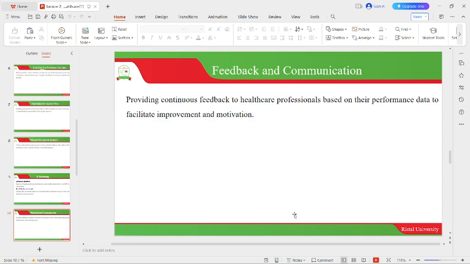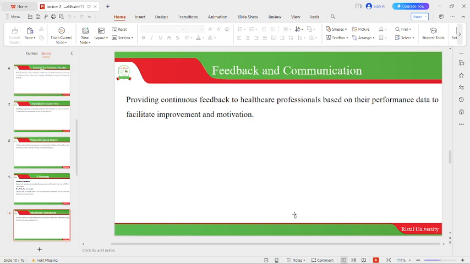The next one is feedback and communication, still under monitoring. So you need to provide continuous feedback to healthcare professionals based on their performance data, for improvement and motivation. So after analyzing the performance of the healthcare professionals, give them the feedback. Let them know how they have been performing. If you don't give them the feedback, some of them will be worried. They might think that they are underperforming, yet in reality, they are doing well. So make sure that the feedback is given back to them. If it is negative or positive, let them know.